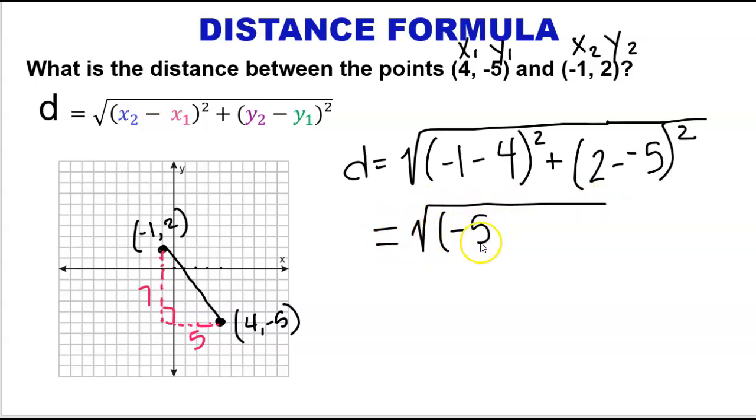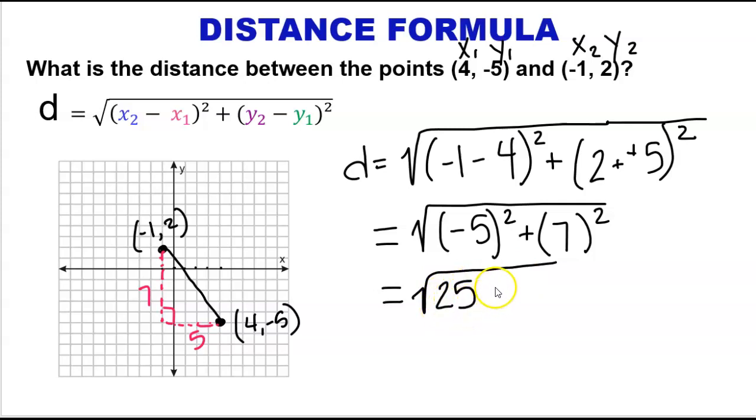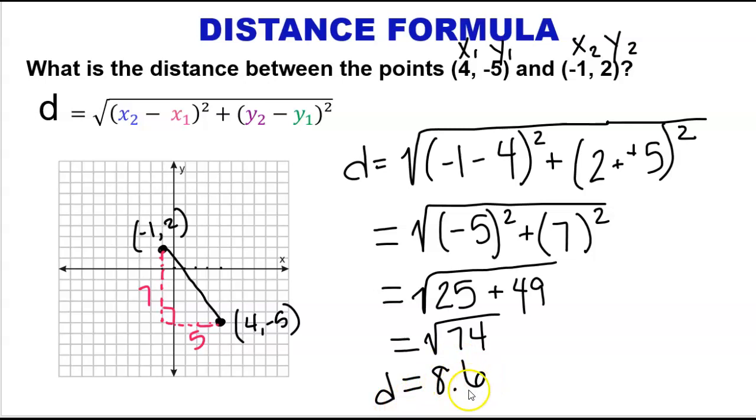So we have -5 squared plus, remember, minus a negative becomes a positive, so you have 7 squared. So we have -5 squared, which becomes 25, plus 7 squared, which is 49. So we have 25 plus 49, which gets us 74. And when we put the square root of 74 into our calculator, we get 8.6.